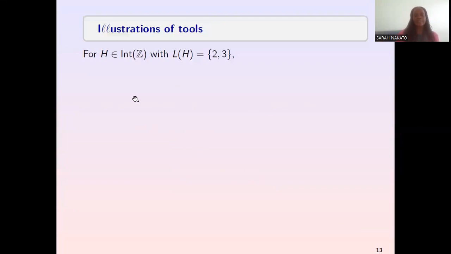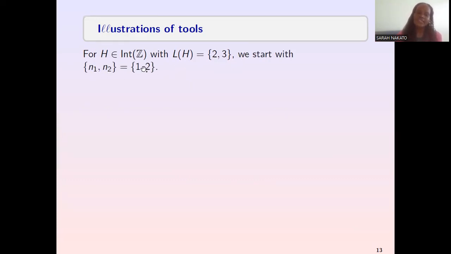In particular, we want to construct a polynomial h in Int(C) that has its set of lengths as {2, 3}. So it factors into 2 irreducibles and also has a factorization of length 3, into 3 irreducibles. And so that will bring out the tools that we use. So what do we do?